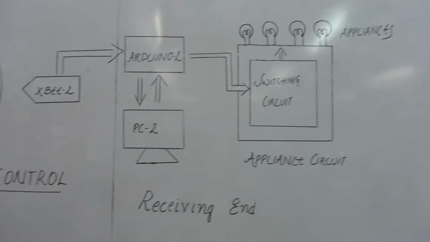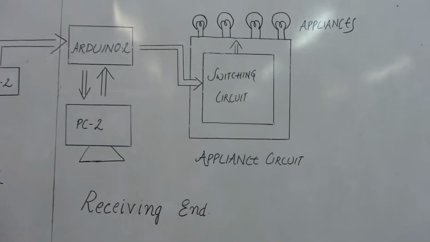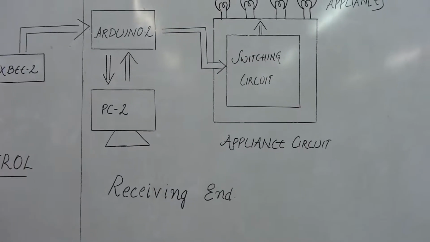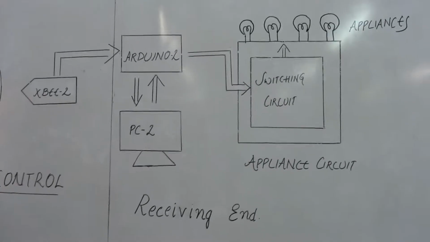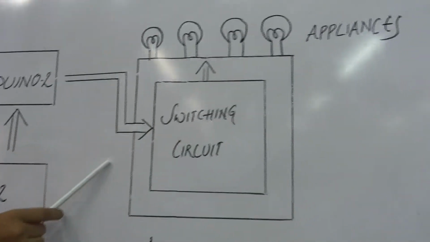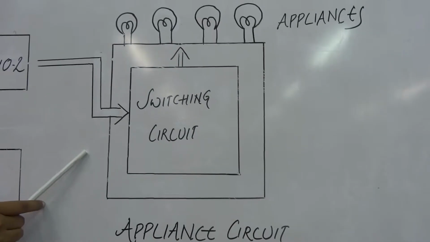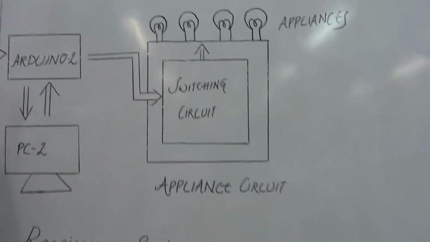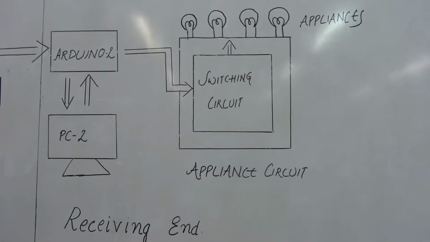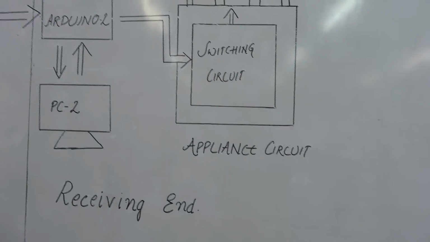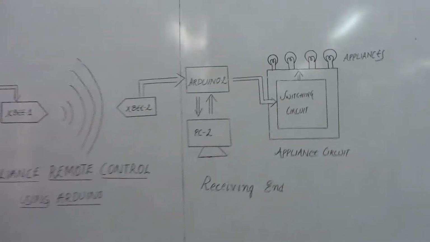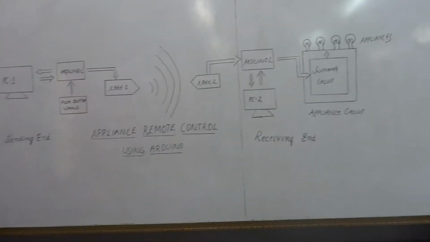A program is written into Arduino 2 to process the input given by Zigbee 2. Once this is done, the output of Arduino 2 is given to the appliance circuit. The output of Arduino 2 is fed directly to the switching circuit, which controls the turning on and turning off of the appliances. This way, the appliances are controlled from a certain distance.